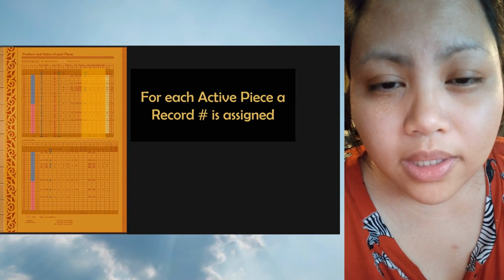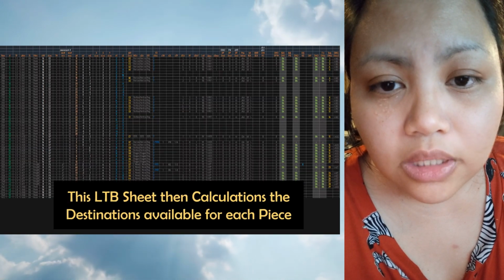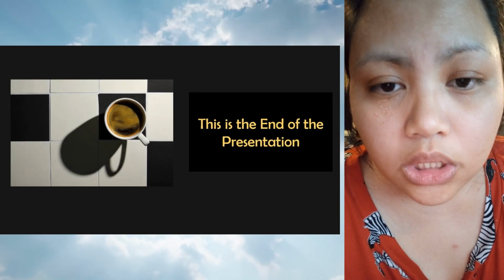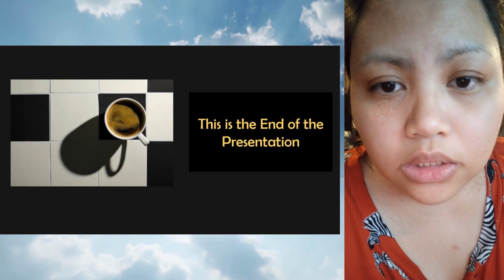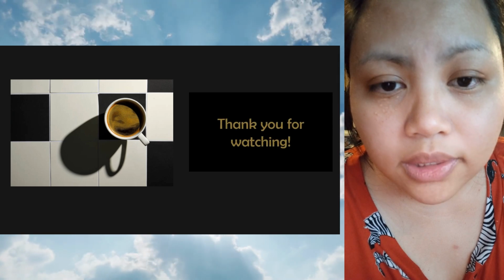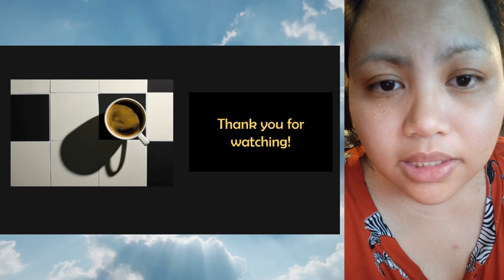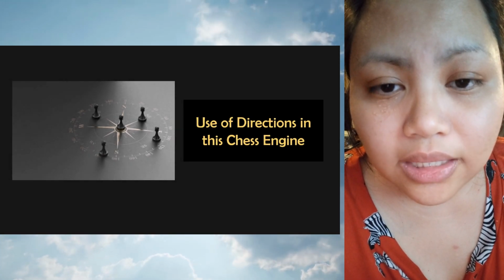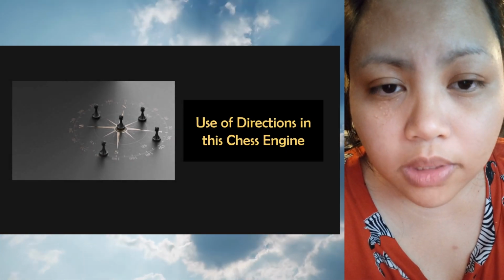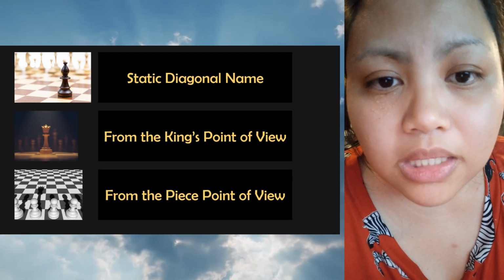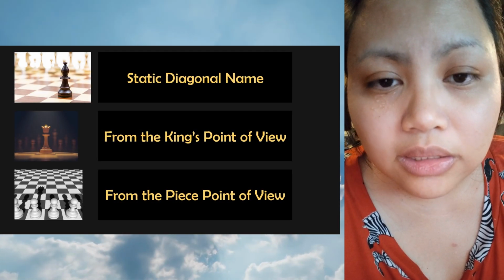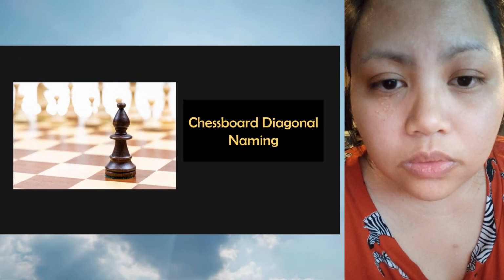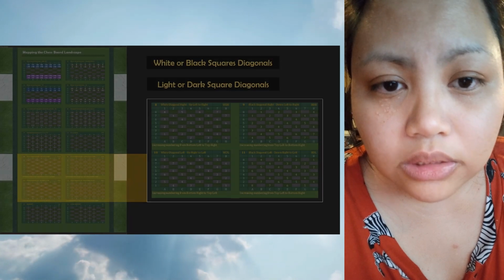And so why is that needed? So that, for example, for the bishop going to D4, we can retrieve what the label is for that, and then retrieve all the other cells with that label, so that we know how many same team pieces are in that direction, and then in the other direction too. So that's the static diagonal naming.